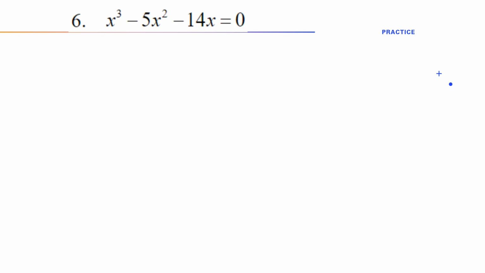Alright, number 6. At first we are looking for the common factor in these equations, and we see all the terms have x in common. So we take that x out. We are left inside with x squared. x times x squared is x cubed. Minus, we take x from negative 5x squared, and we are left with 5x. And subtract 14 equals 0.